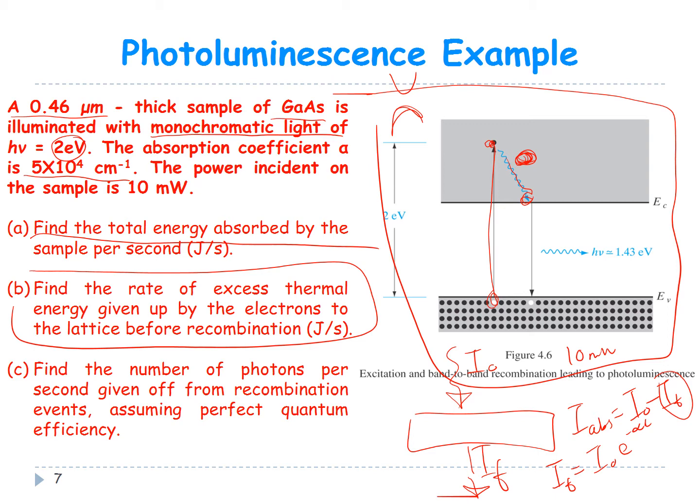And then in C, it's asking us to find the number of photons per second given off from recombination events, assuming perfect quantum efficiency. So we'll look at what perfect quantum efficiency really means.